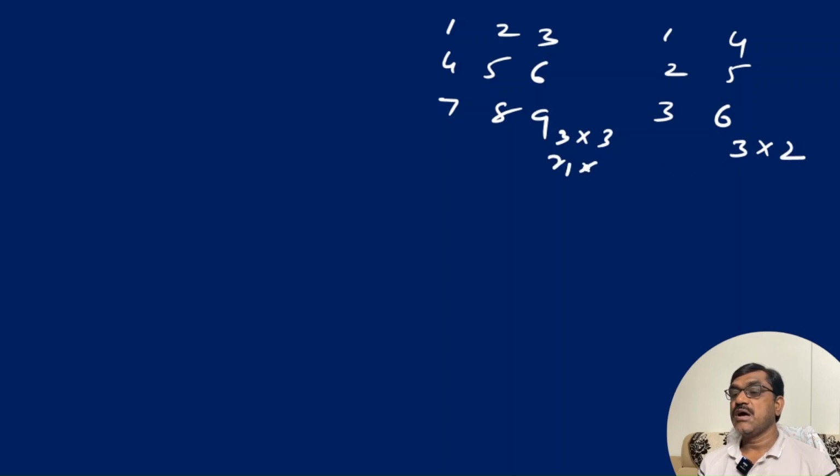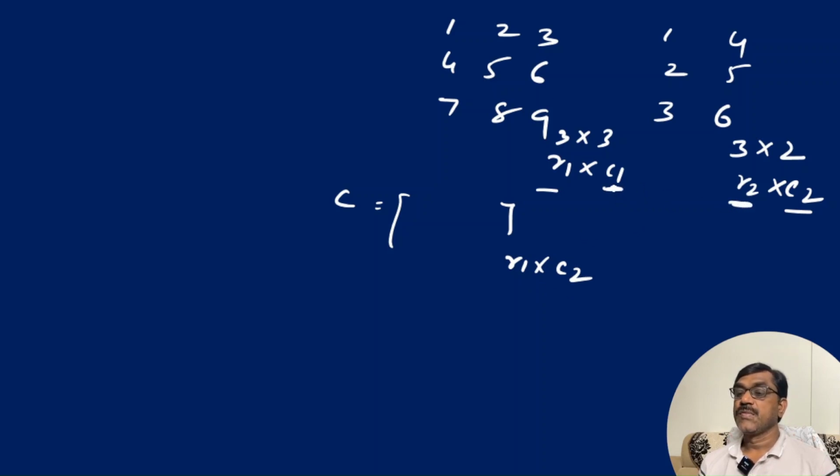Assume that this is R1 into C1 and this is R2 into C2. After multiplying these two matrices, we get a new matrix C whose order is R1 into C2. Here C1 and R2 are equal. The final matrix gets the order R1 into C2. For this, what do you have to write?